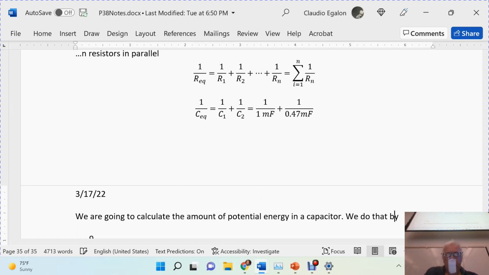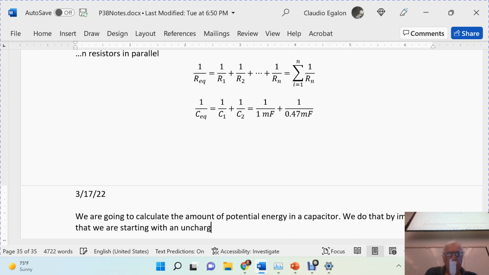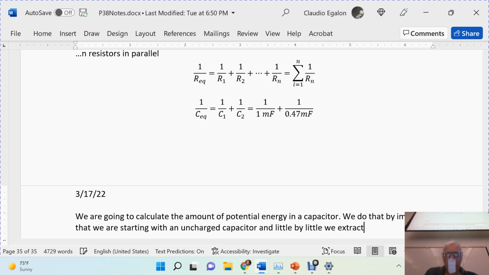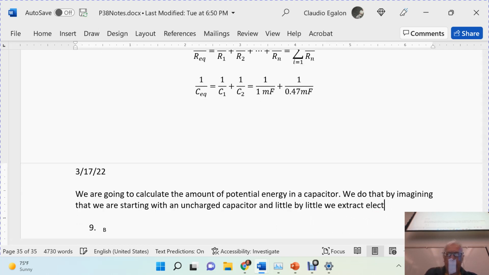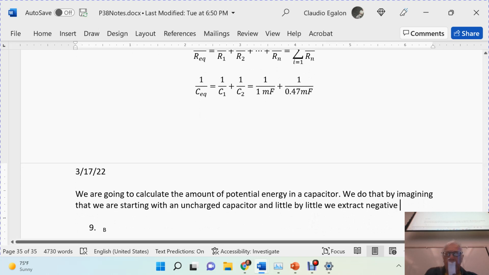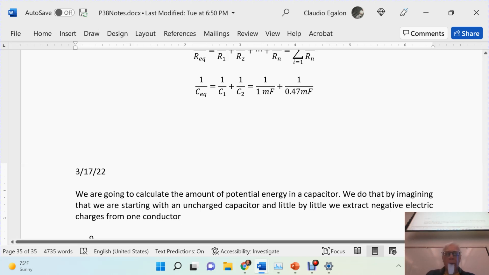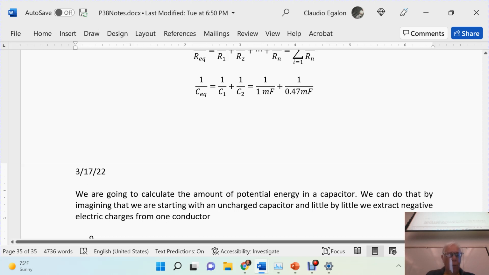We do that by imagining that we are starting with an uncharged capacitor, and little by little we extract electric charges. Let's say negative electric charges, right? That's easier to do. Negative electric charges from one conductor. We can do that by hand, right? We can do that by imagining the following.